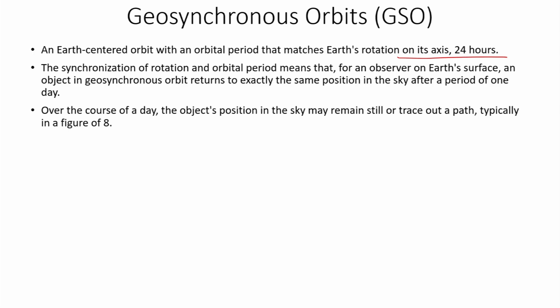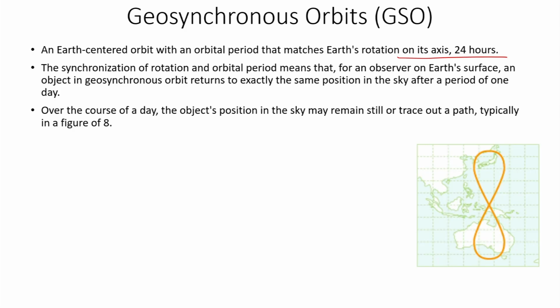In this case, if you consider the sub-satellite path, after the satellite completes one orbit, it will come back to the same point, and the path will look like a figure of 8.